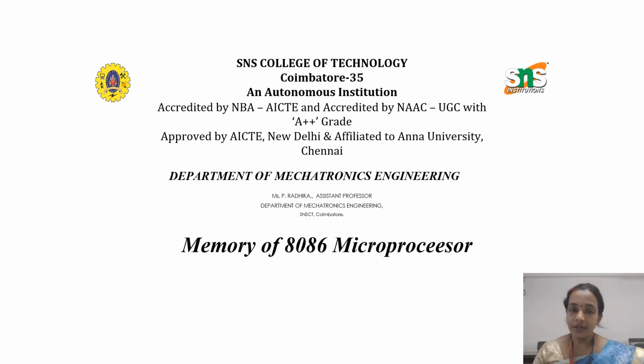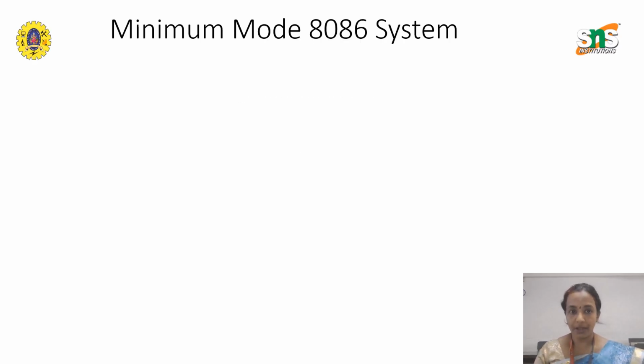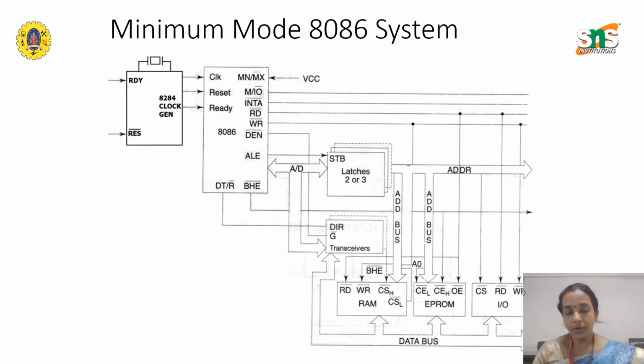Hello all. In this video, we are going to learn about the memory of 8086 microprocessor. So, the minimum mode of 8086 microprocessor we are going to learn, and this is the architecture of the 8086 processor. We have clock generation device, ready signal, reset signal, then data transfer, read.